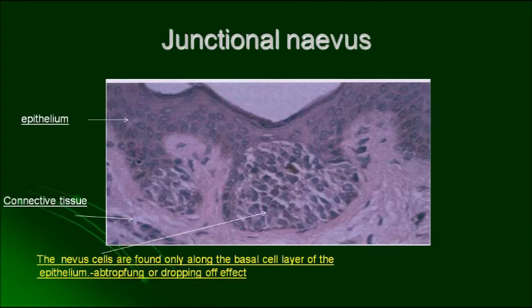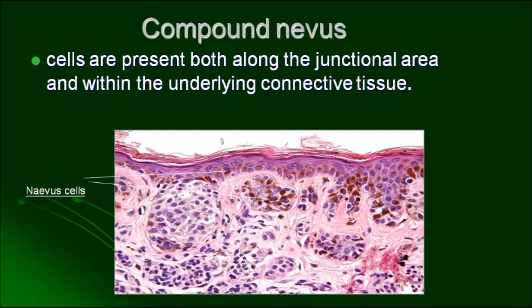Clear everybody? Now coming on to compound nevus. In compound nevus, as I told you, the nevus cells will be present both in the epithelium as well as in the connective tissue. Now see the arrow point. Those brown color pigment cells are called nevus cells. They are present in the epithelium, the first arrow. Secondly, you can see the arrow in the connective tissue. So when they are present in both layers, it is called compound nevus.